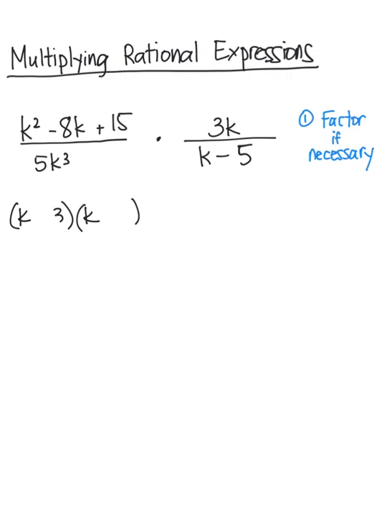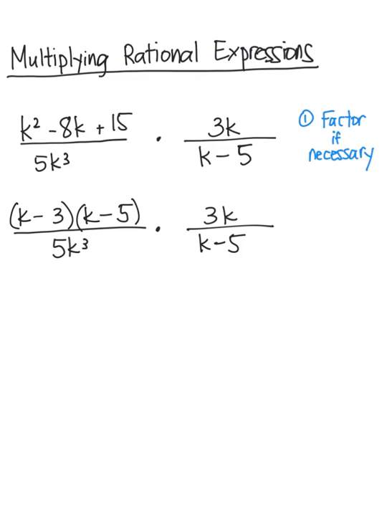So 3 and 5. And because this is a negative 8, the two factors have to be negative, okay? So that's negative and negative. And then if I check back, negative 3 times negative 5 is positive 15. Negative 3 plus negative 5 is negative 8. So then that's good. Everything else I'm going to write as it is.